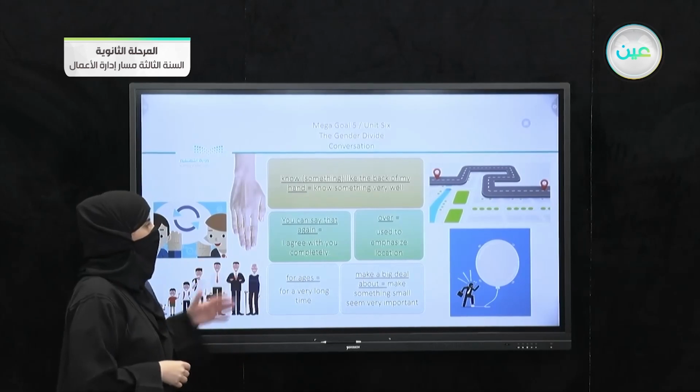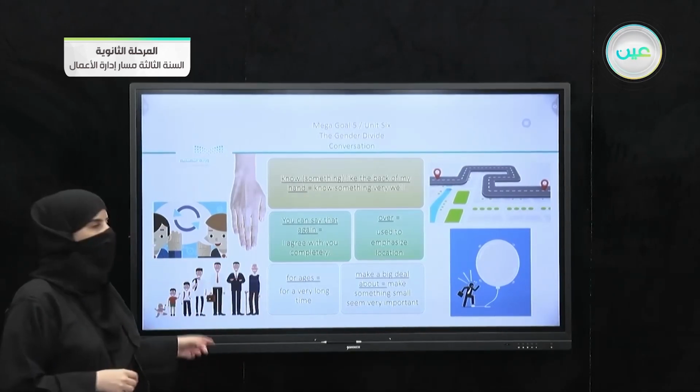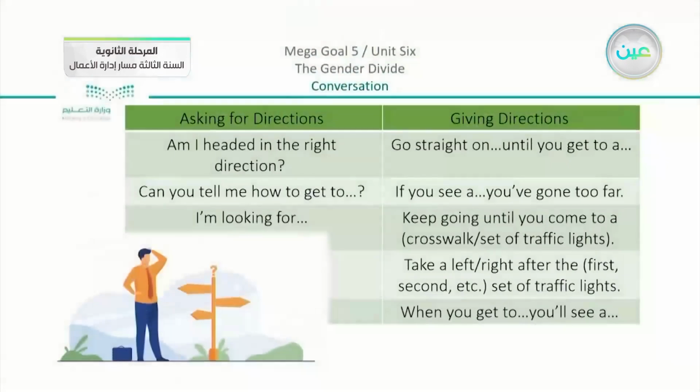So we do have our 5 expressions, the real talk expressions that are very interesting. And you can see that we mentioned something about location and about giving or asking for directions. So basically in your book, you do have the table asking for directions or giving directions.